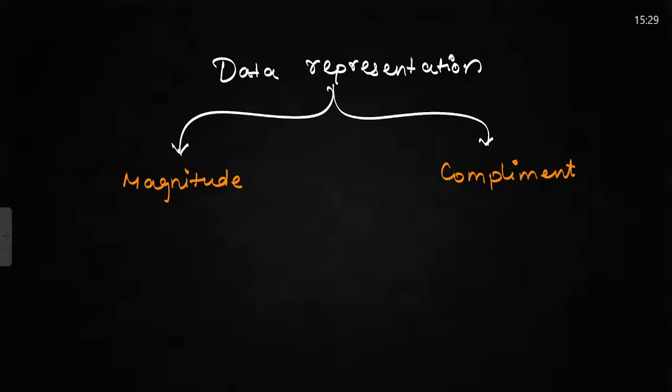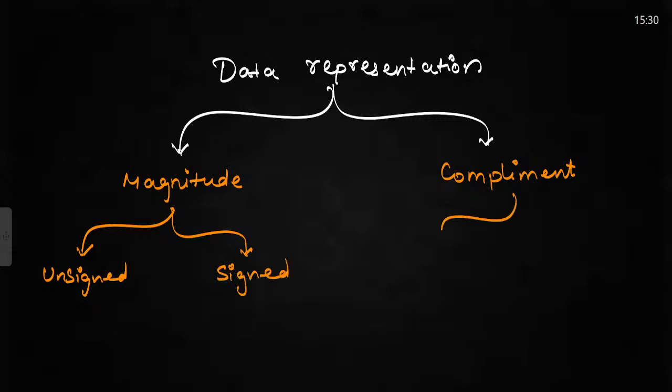And we can further classify this magnitude. In magnitude we can write unsigned and signed. And for complement, we have 1's complement and 2's complement. Now let us understand here what is unsigned.